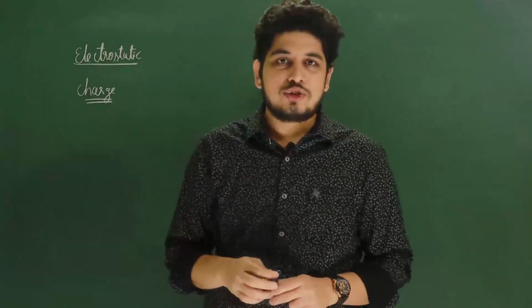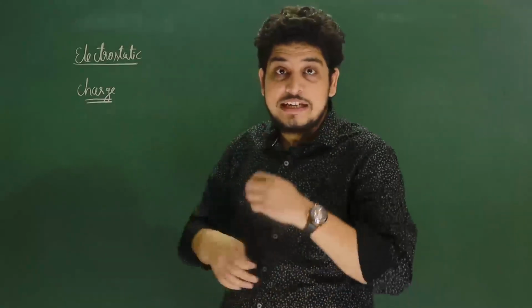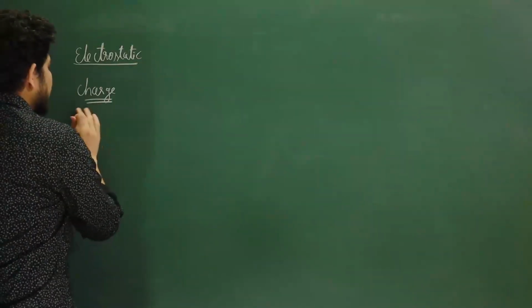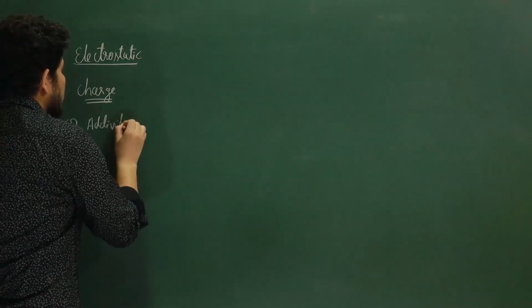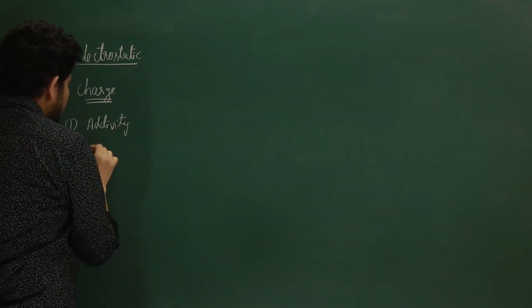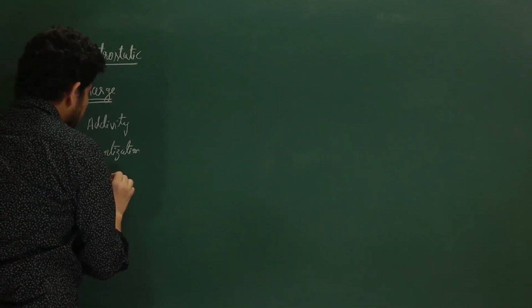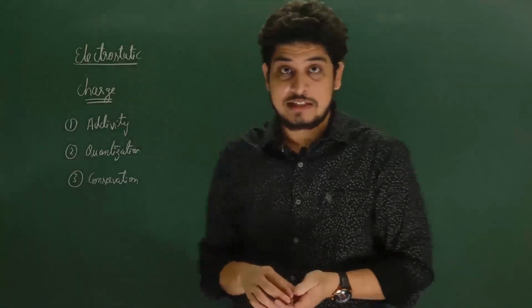What is mass? Mass gives us an idea about the inertia of the body. Just like that, charge gives the idea about the electrostatic or electric nature of a particular body or object. Getting my point? There are three properties of charge by which we will understand it: additivity, quantization, and conservation. These are the three important properties by which we will understand the charge.